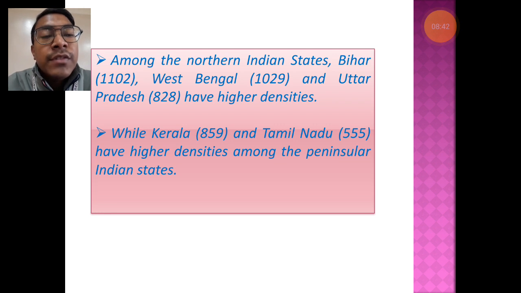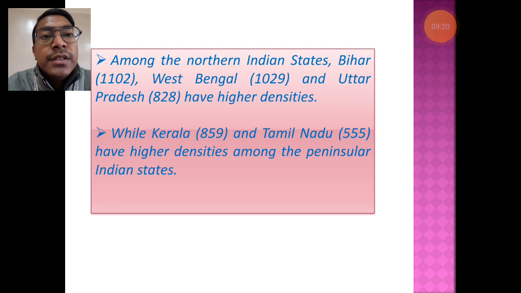As per the 2011 census, Bihar is the state having the highest density of population, 1,102 persons per square kilometer. West Bengal ranks second in terms of population density with an average density of 1029 people. And Uttar Pradesh is the third highest among the northern plains. Whereas I said earlier that Arunachal Pradesh has the lowest density of population, Bihar is the state having the higher density of population.